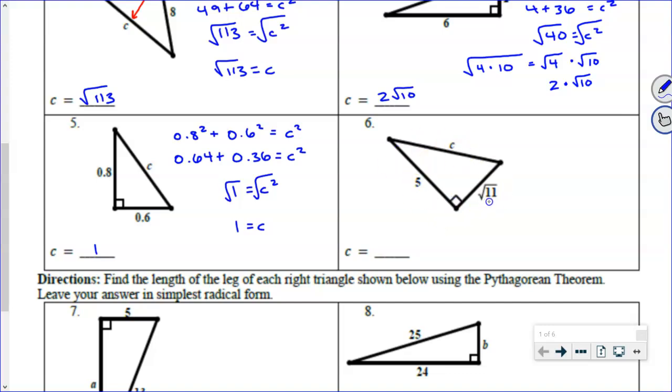Talk with your groups. What are you going to do here? Form a plan. 30-second head start. Start working on it.